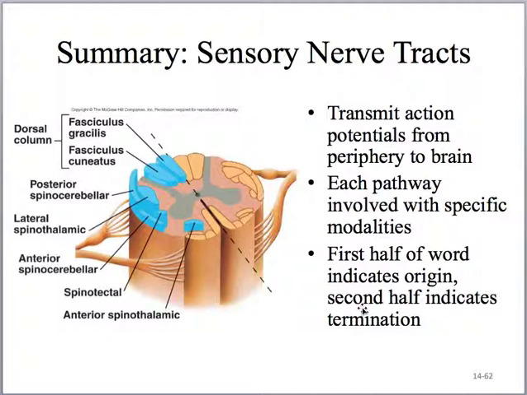This is just showing the different tracts that we talked about, sort of ascending tracts. Your dorsal column, your fasciculus gracilis and cuneatus. Your posterior spinal cerebellar tract, remember that's an ipsilateral projection. Your anterior spinal cerebellar tract, remember that's a contralateral projection. Your lateral spinal thalamic tract, that again is a contralateral projection right here.